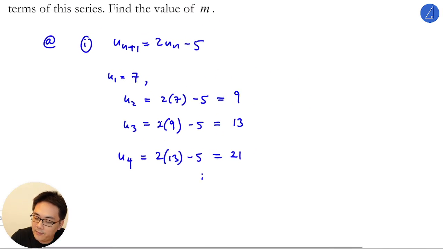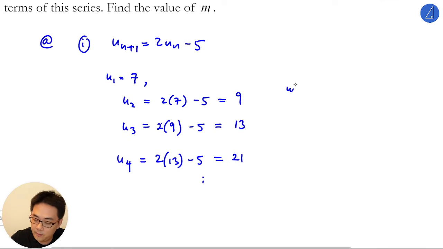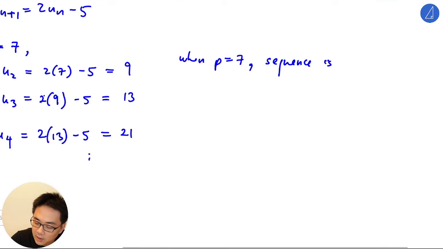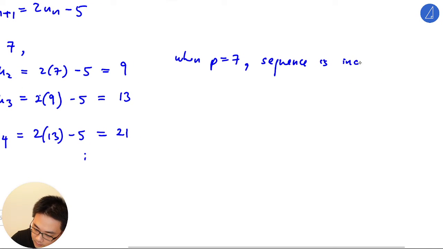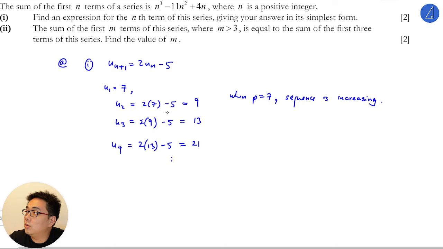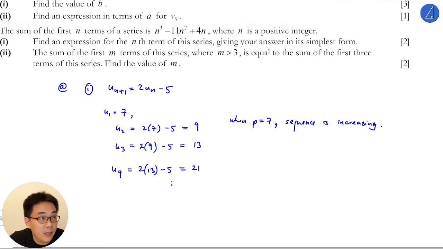Okay, you can see that when P equals 7, the sequence is strictly increasing, or is increasing. Okay, it's just U1, 7, 9, 13, 21 and so on. So you just do that.